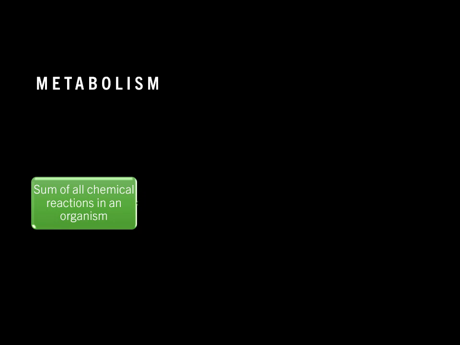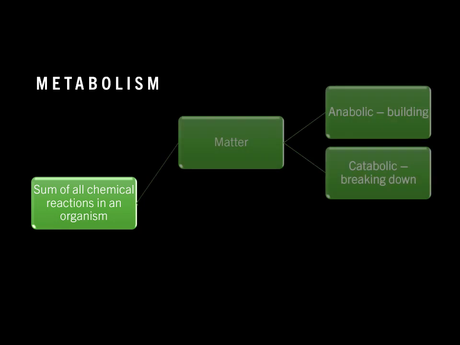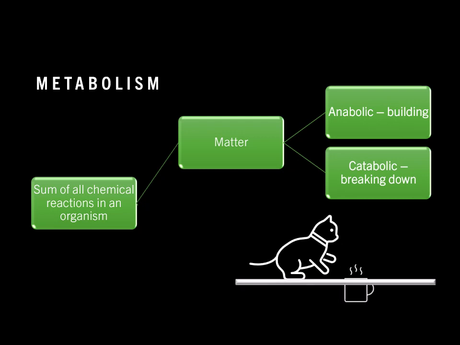These chemical reactions can be considered in terms of their effects on matter, with anabolic referring to reactions that build larger molecules from smaller pieces, and catabolic referring to reactions that break things down into smaller components. If you're having trouble remembering which is which, I tend to think of all those videos of cats pushing things off shelves and breaking them.